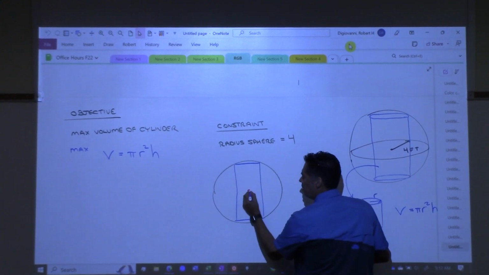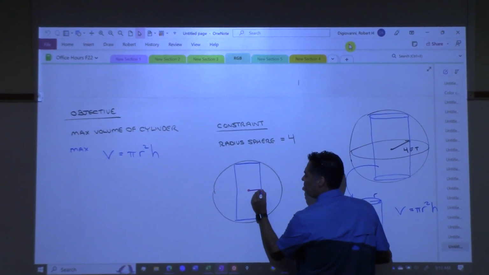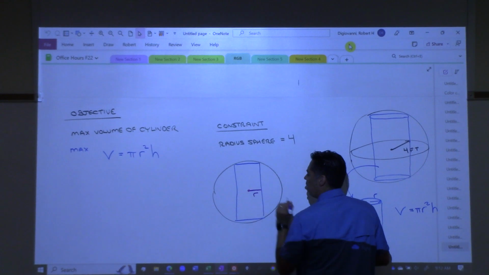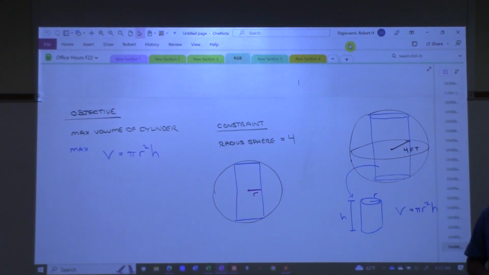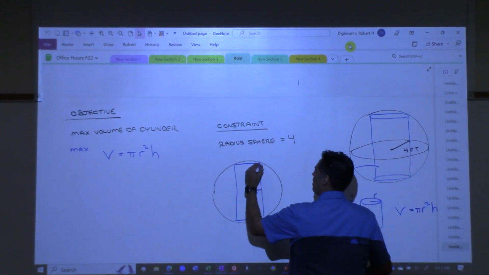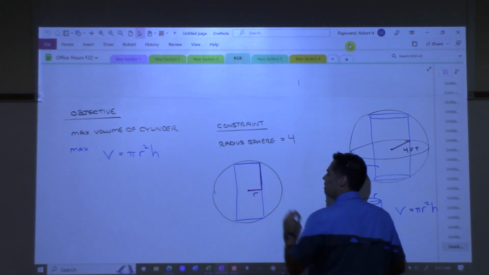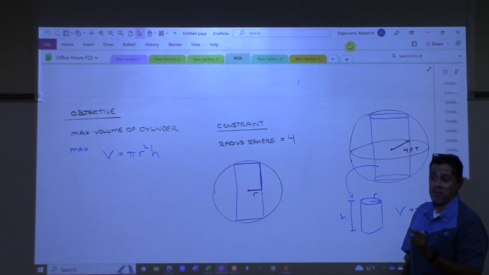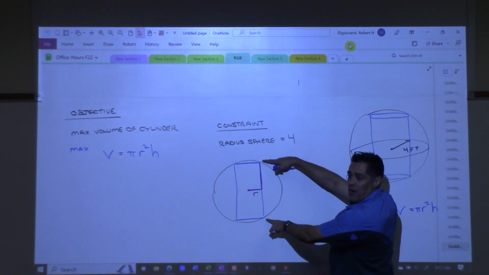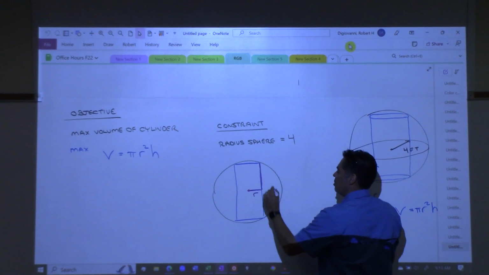Do y'all agree that the distance from here to here, that would be R, right? That would be R. And do you agree that the distance from here to here, well, you tell me, what would that be? Half of H, right? This is all of H, right? This would be half of H.